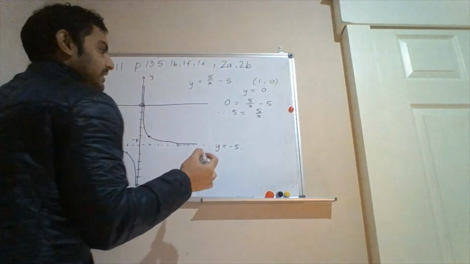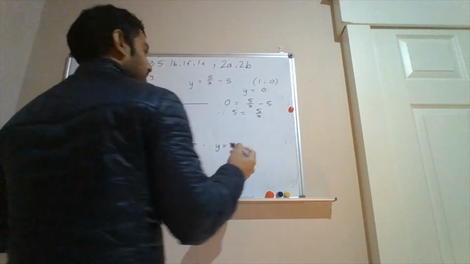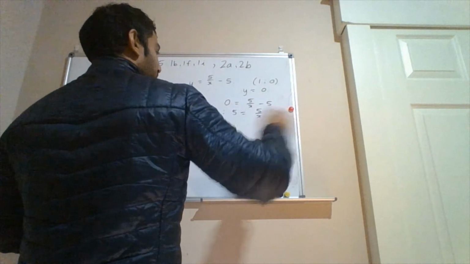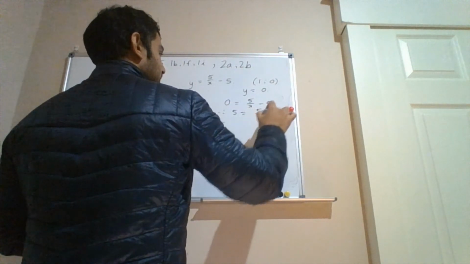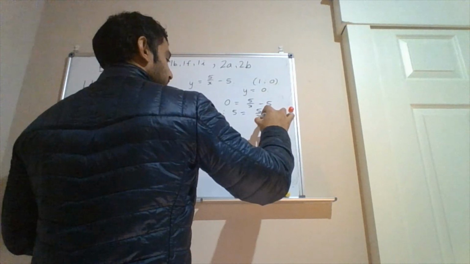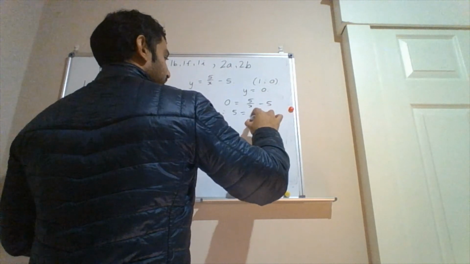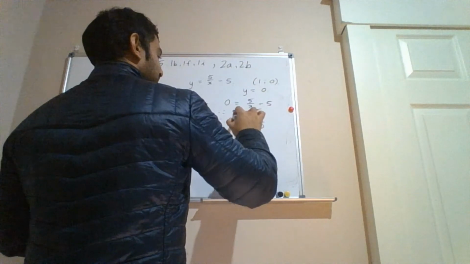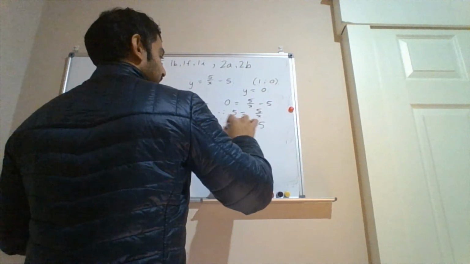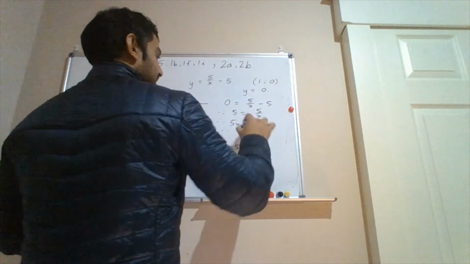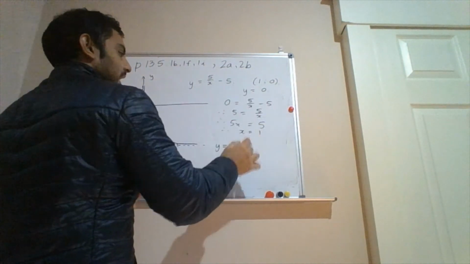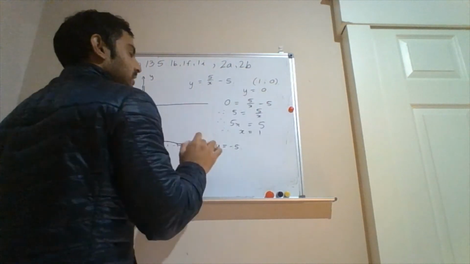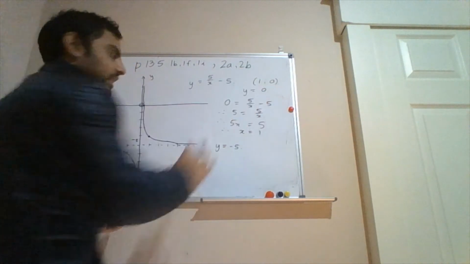Then we can times both sides by x, or we can flip both sides. I'm just going to times both sides by x. So 5 divided by x times x is 5, and 5 times x is 5x. And here we divide both sides by 5, so we get x equals 1. So once again, it corresponds to our coordinate point 1, 0.